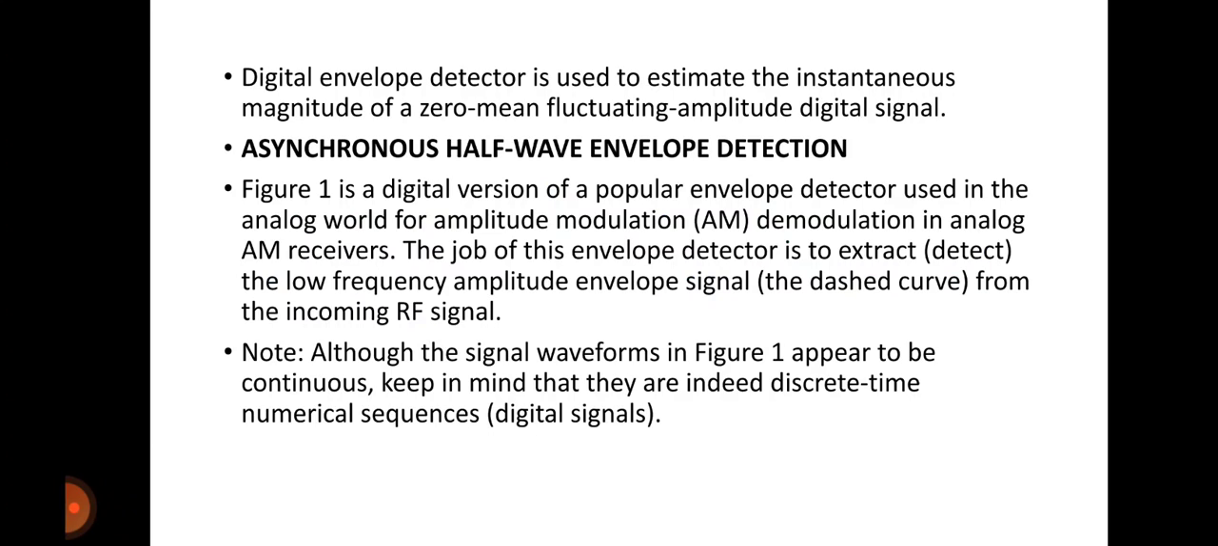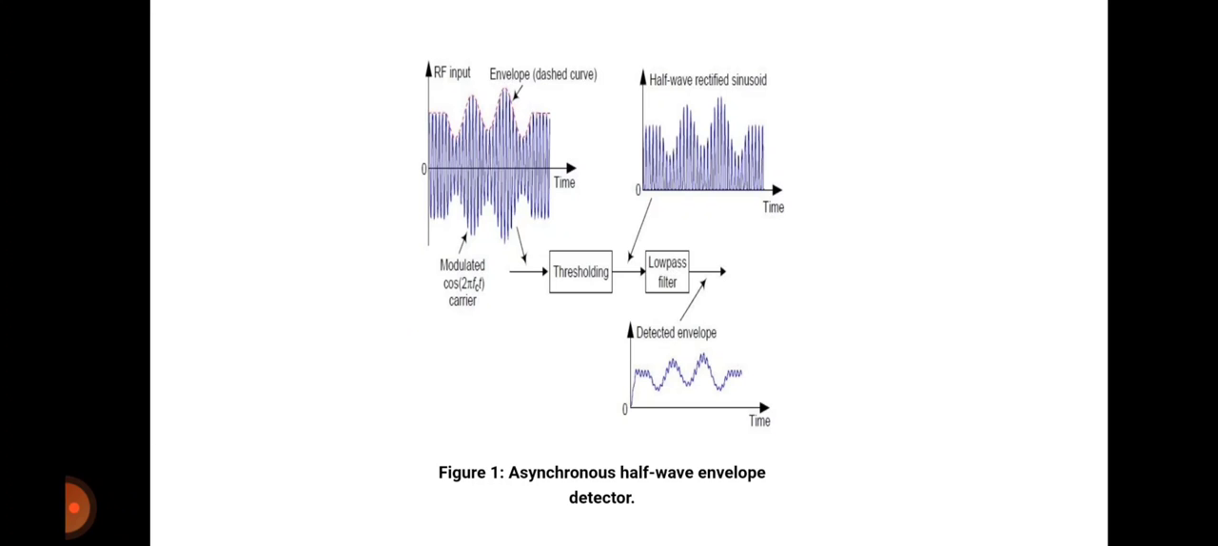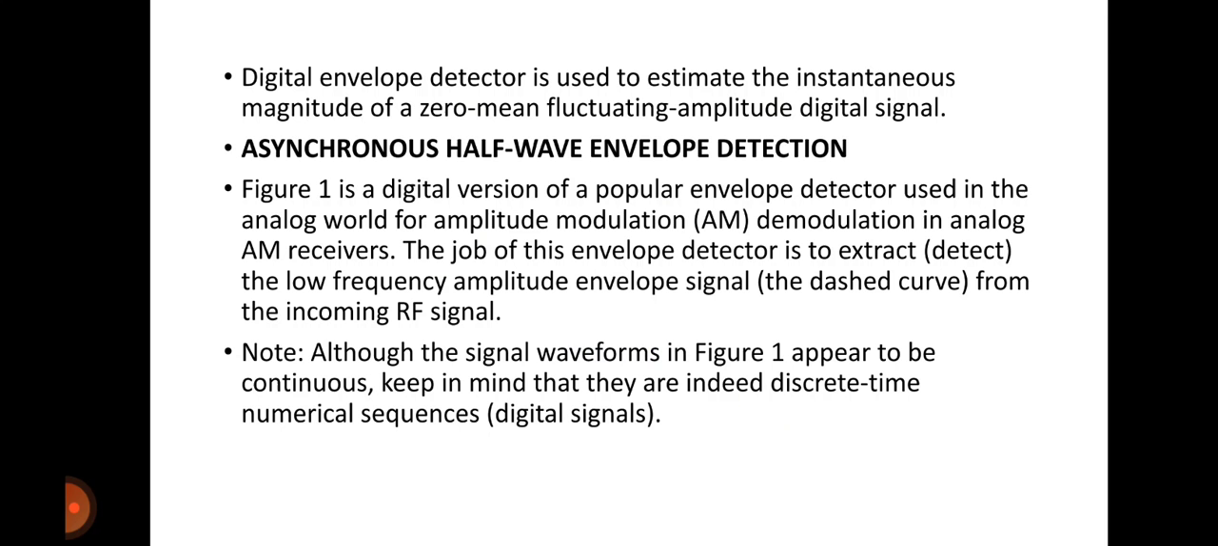Asynchronous half-wave envelope detection. This is the figure of asynchronous half-wave envelope detection. Figure 1 is the digital version of a popular envelope detector used in the analog world of amplitude modulation, AM, demodulation in analog AM receivers. The job of this envelope detector is to extract the low frequency amplitude envelope signals from the incoming RF signal.